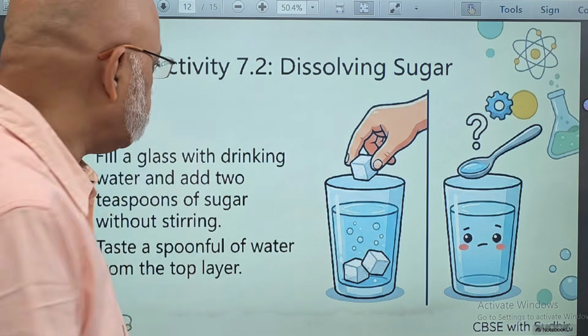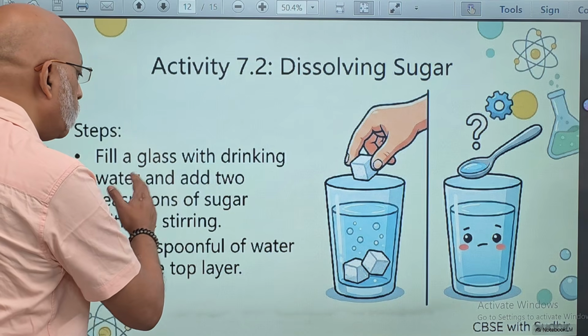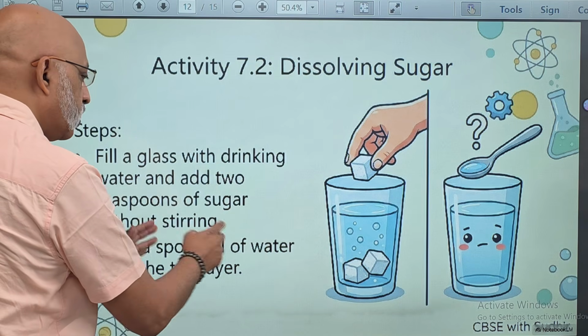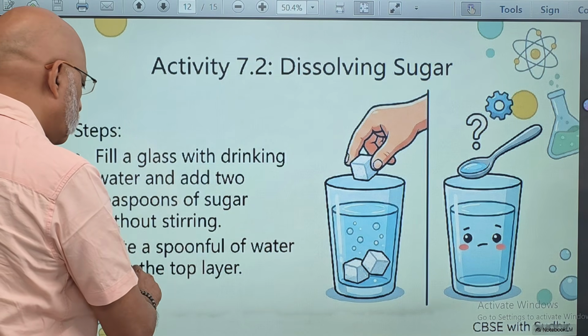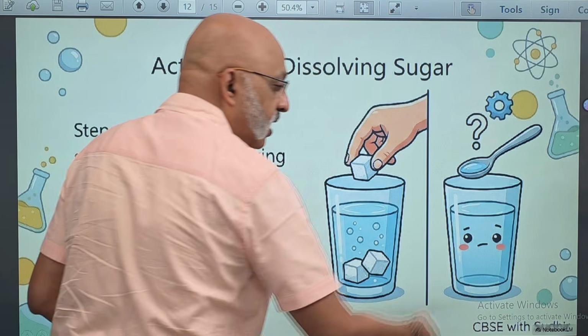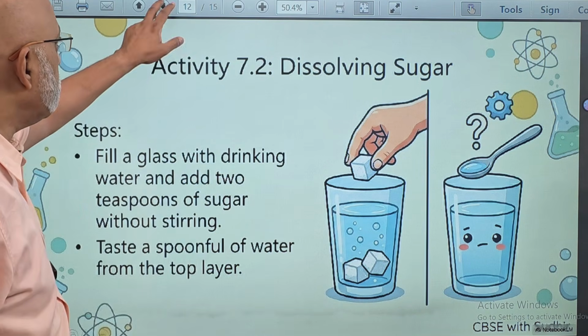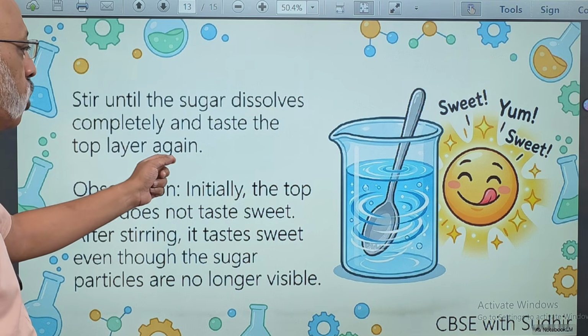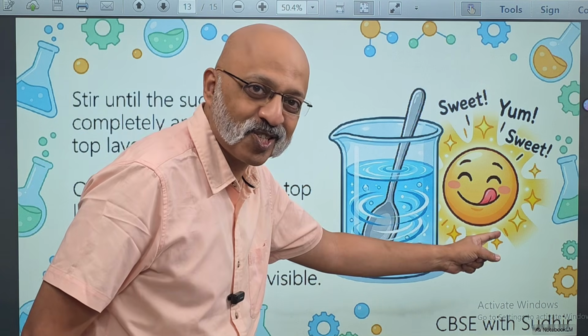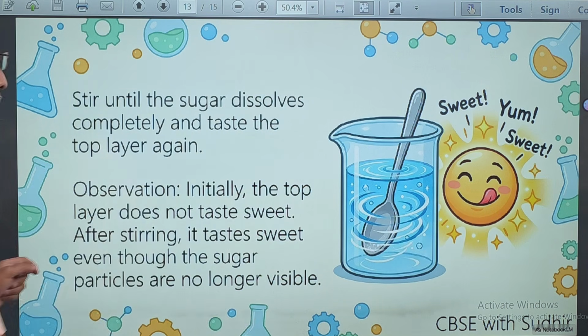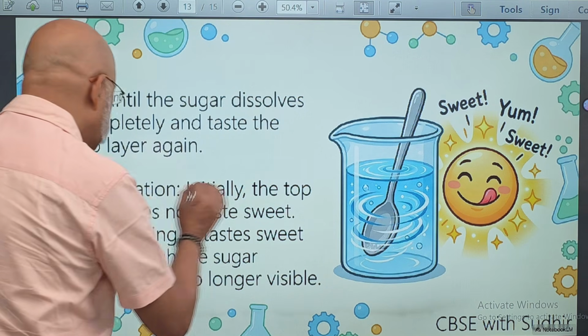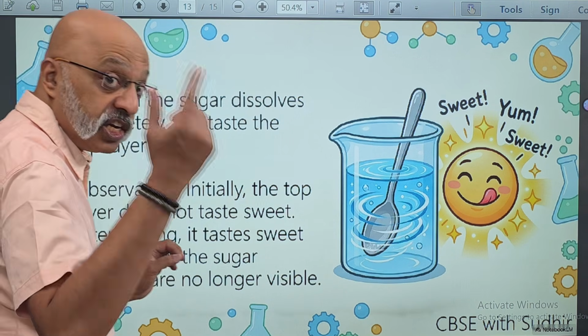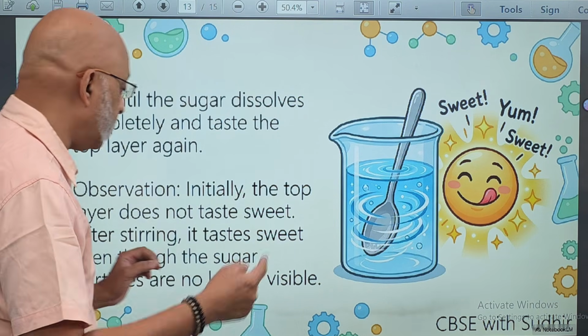Now, fill a glass with drinking water and add two spoons of sugar without stirring. Taste a spoonful of water from the top layer. When you taste it, as I said just now, it will be sweet. Stir until the sugar dissolves completely and taste the top layer again. It is sweet, yummy. Now the observation that you need to be concerned about is that initially the top layer does not stay sweet, when it has not got dissolved completely.